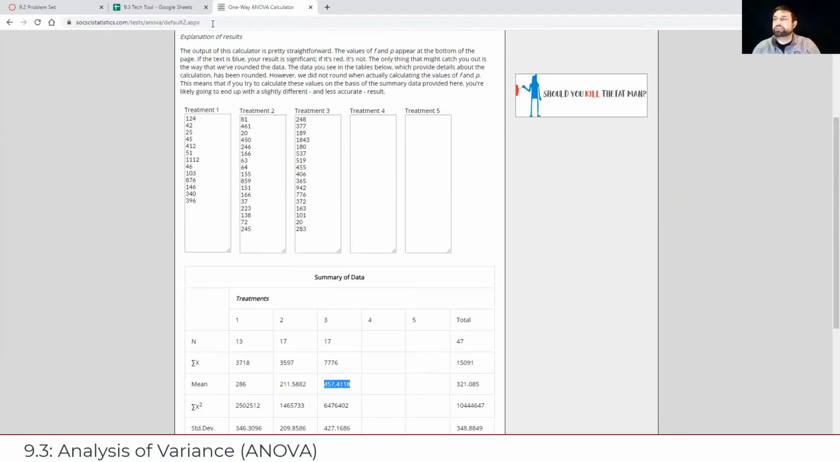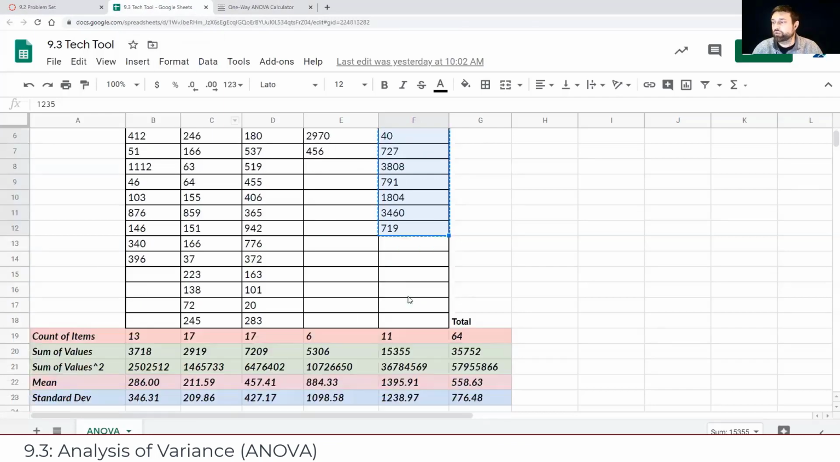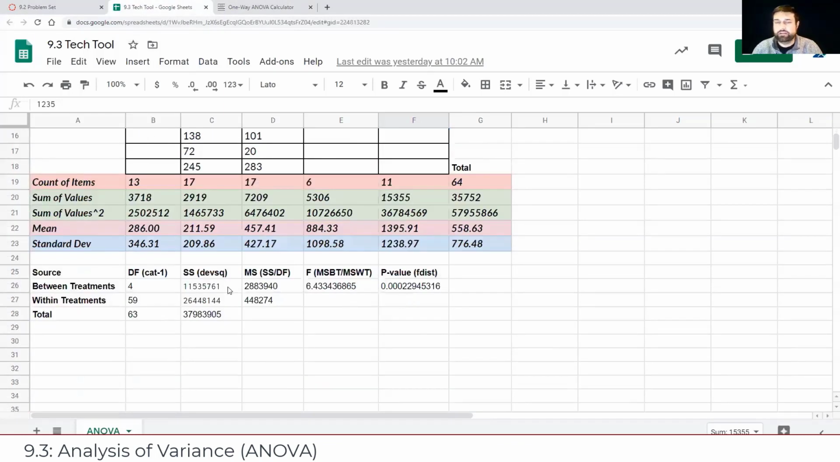This website does pretty much everything that the tech tool does, but it does it kind of behind the scenes and just kind of gives you the answer.